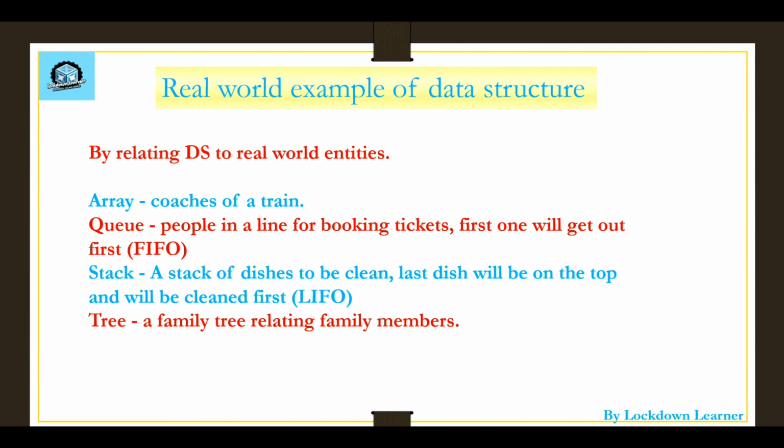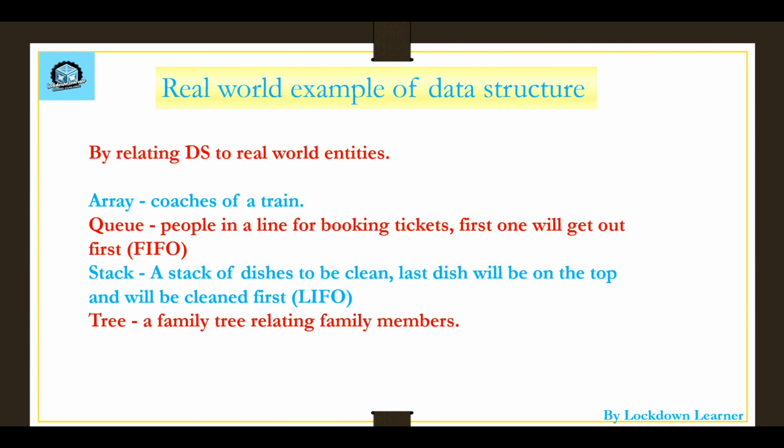Now let us see some real world entities around you, by relating the data structures to real world entities. First we have an array: coaches of a train. You have seen train coaches one after another. If I remove one coach in between, how would the train stay connected? Like removing one element from an array, it will be disconnected. An array does not work if a middle element is missing.